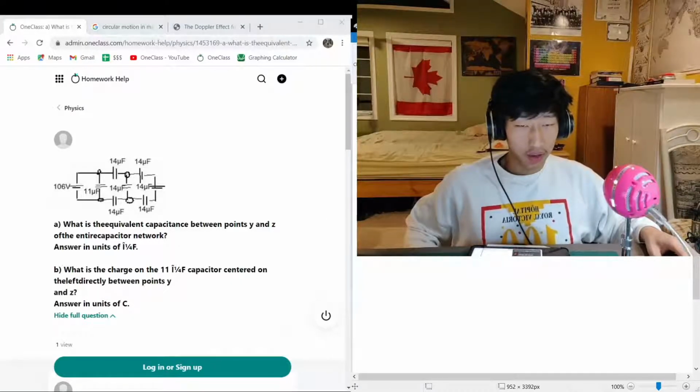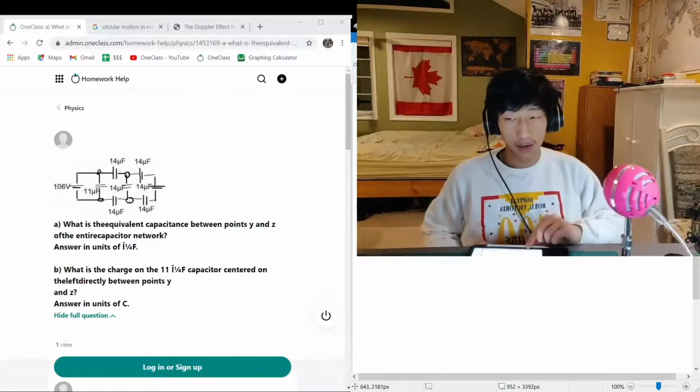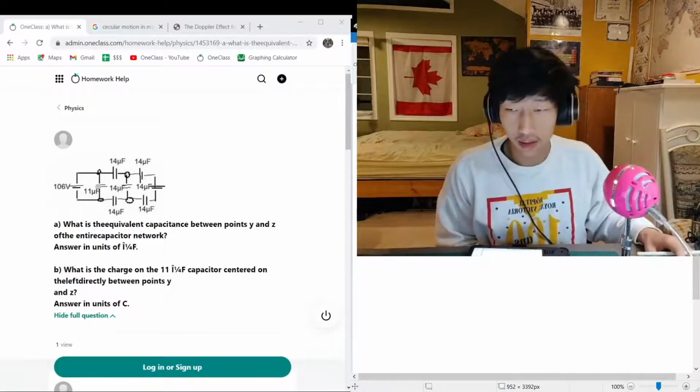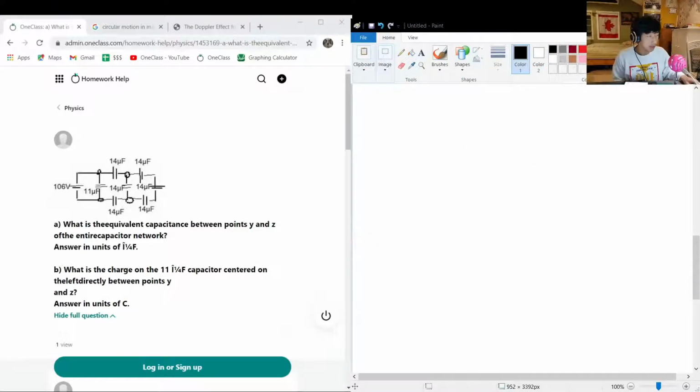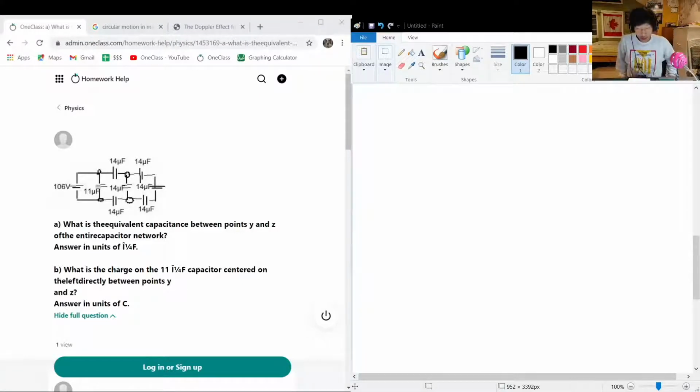Okay, so the next question that we got on the menu today is asking us about some equivalent capacitors. So this will be a nice and fun question. Let's get it cracking. Okay, cool. So the first question is asking us, what is the equivalent capacitance between points X and Y on the entire capacitor network? Answer in μF. I did a little bit of background research. The unit as written is not a real unit, so I'm going to assume it means microfarads.